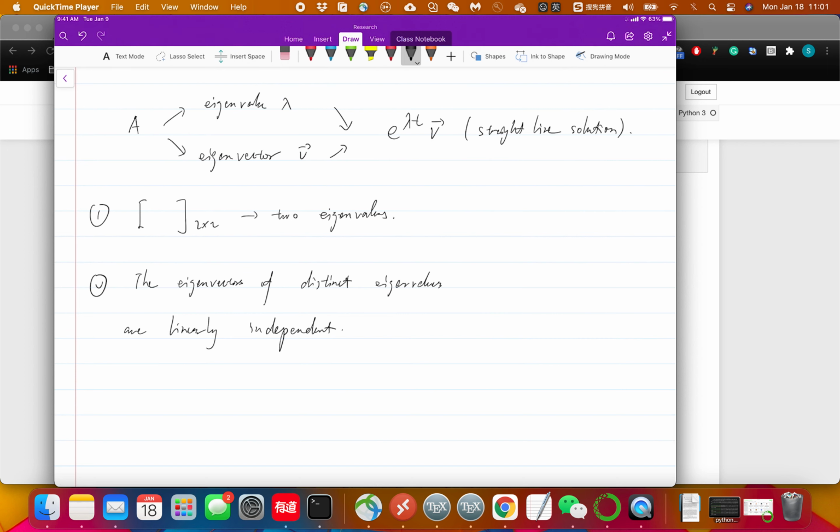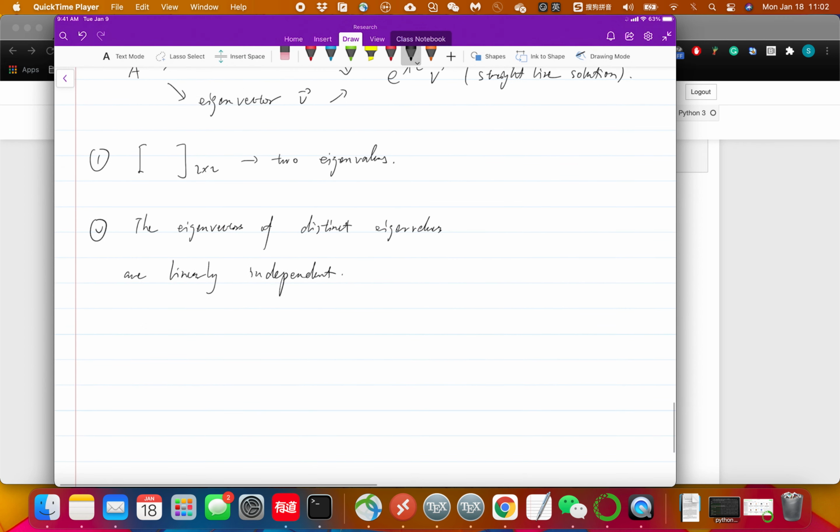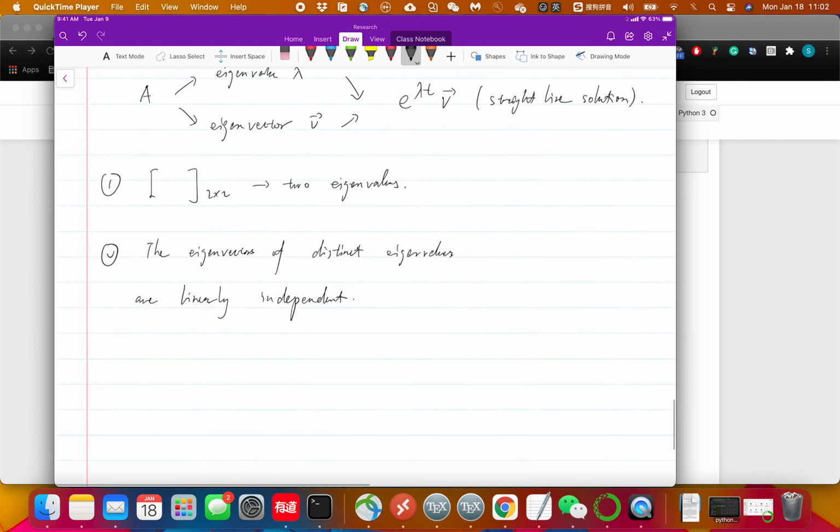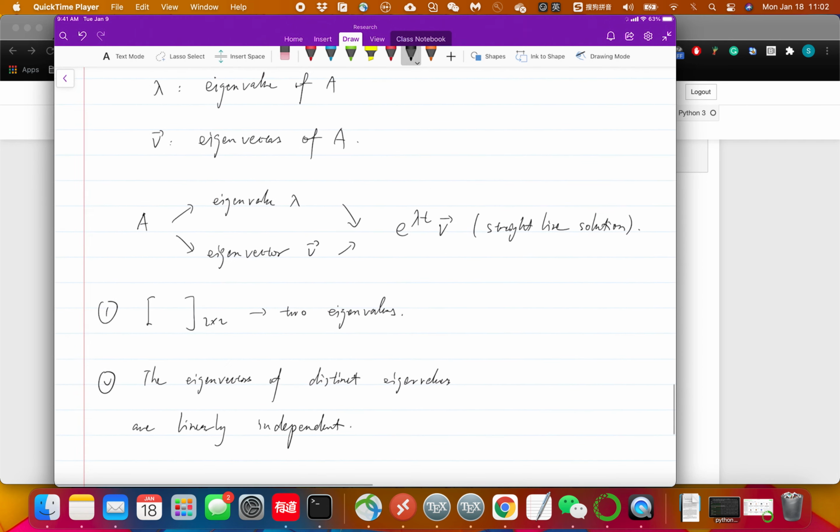So we do want two straight line solutions. And this one tells you, if you just go and find the eigenvalue and eigenvectors, you can have, number one, two eigenvalues, then two eigenvectors. And number two, the eigenvectors happen to be linearly independent all the time, as long as the two eigenvalues are different. So this is fantastic. You want two, and we do give you two in the general case. So that is settled. Finding the straight line solution is the same as finding the eigenvalue and eigenvectors.